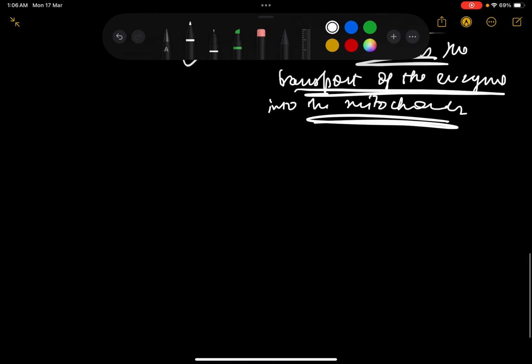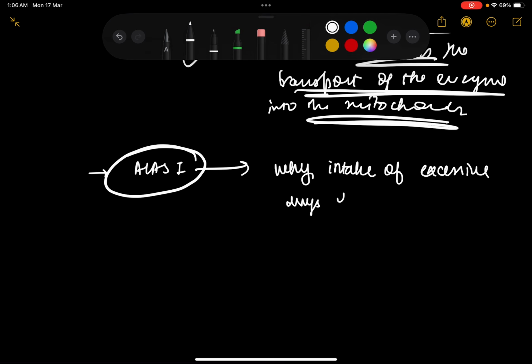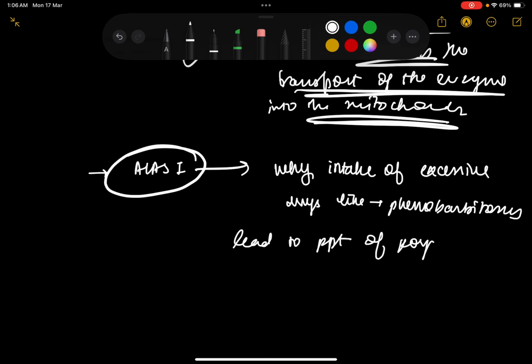And one more question regarding synthase 1 that we get is, why does intake of excessive drugs like phenobarbitone lead to precipitation of porphyria? This is the question that we frequently get.